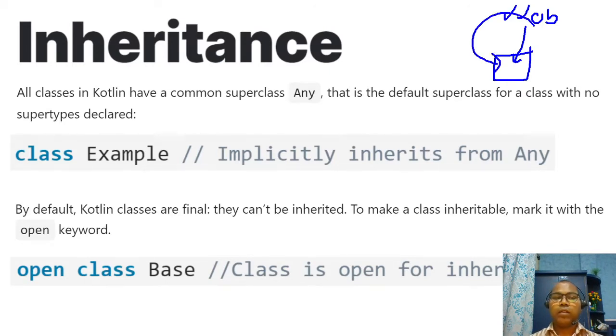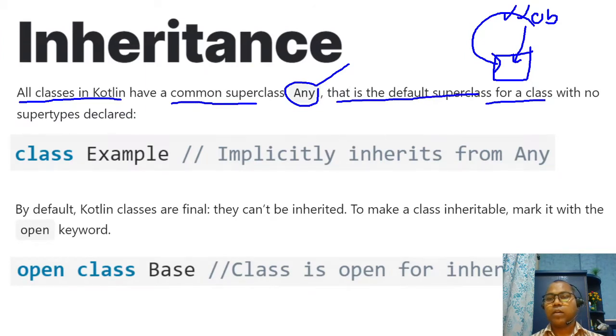Similarly, in Kotlin, all the classes have a common superclass known as Any. This is the Any class. This is the default superclass of your class. Let's say we have written a class example. If you're not specifying any supertype explicitly, that means by default this class is a subclass of the Any class. The Any class is a superclass of this class.